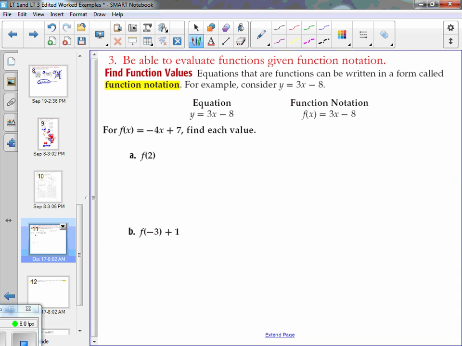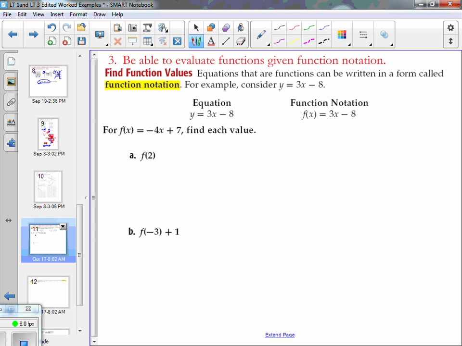All right, learning target number 3. Evaluate functions that are given to you in function notation. One of the learning targets from Unit 1, one of the very first days of school, was to evaluate expressions given the value of a variable. This is the same thing. Okay? Now, you got to understand function notation.